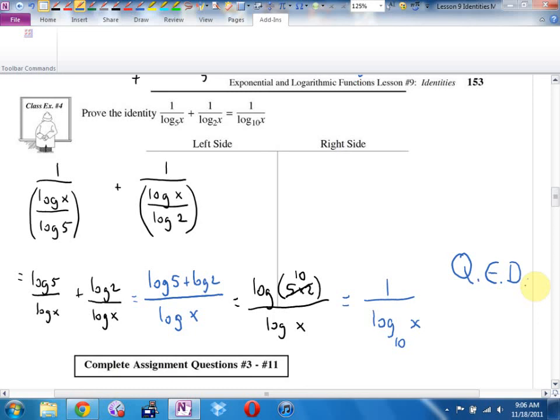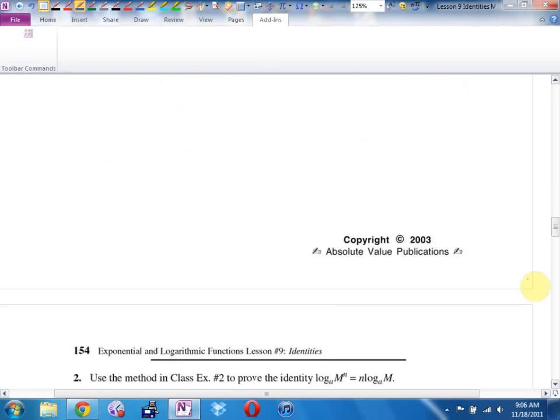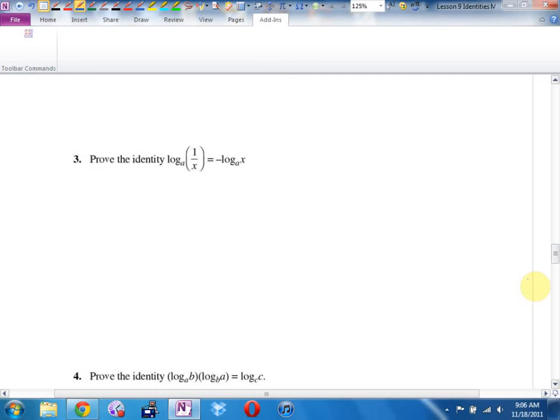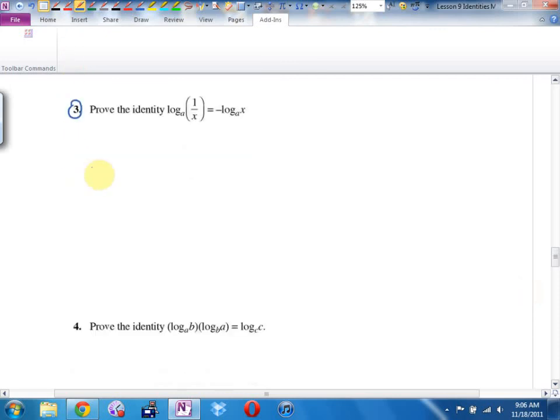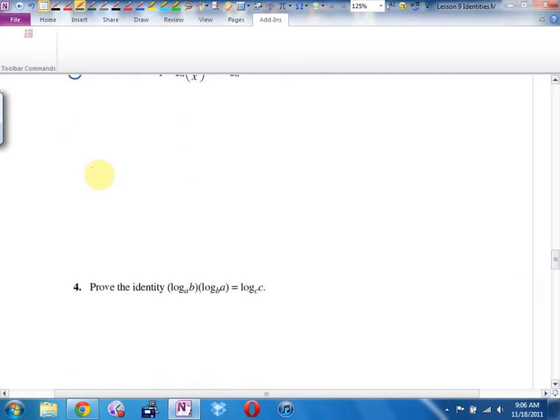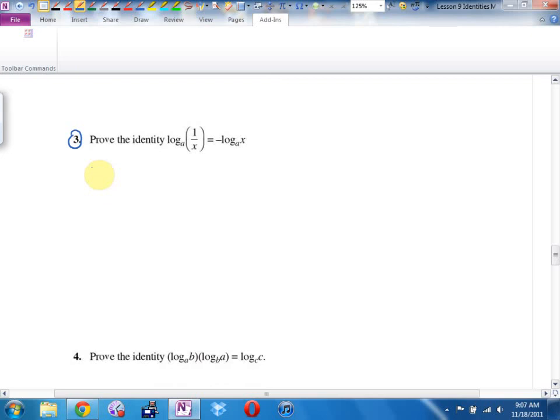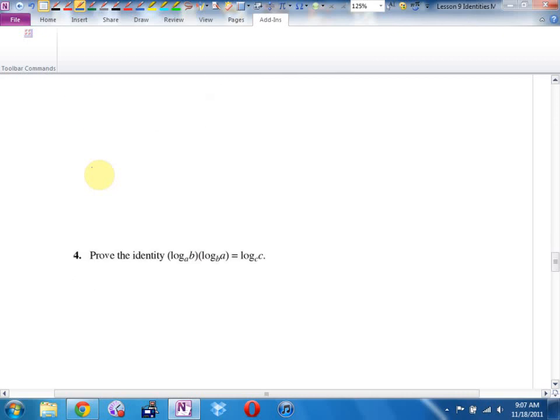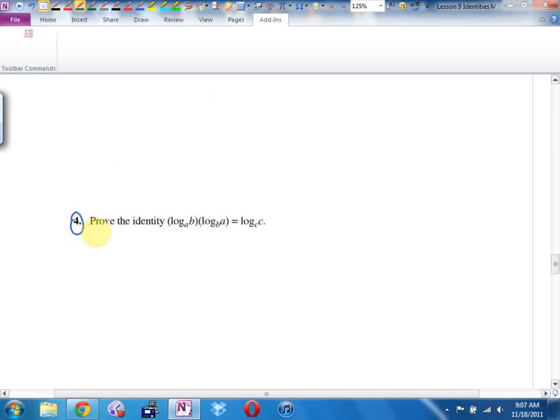See if you can prove number three. Number three shouldn't be too bad. See if you can prove number four. Take a look at number four. Can you tell me what strategy you're probably going to try? There's one that's screaming out to me as the first thing I'm going to try. Base change. You know why? Three different bases. Probably try changing everything to base C, maybe. I don't know.